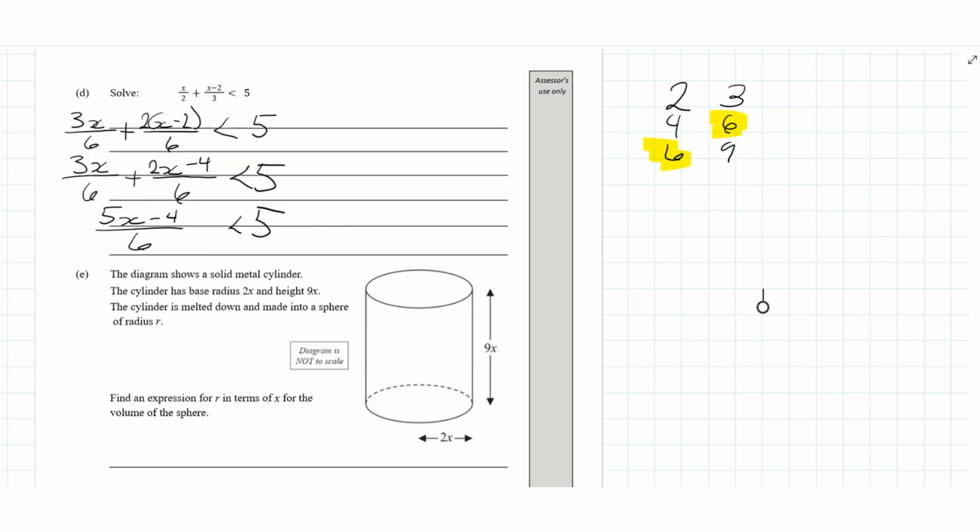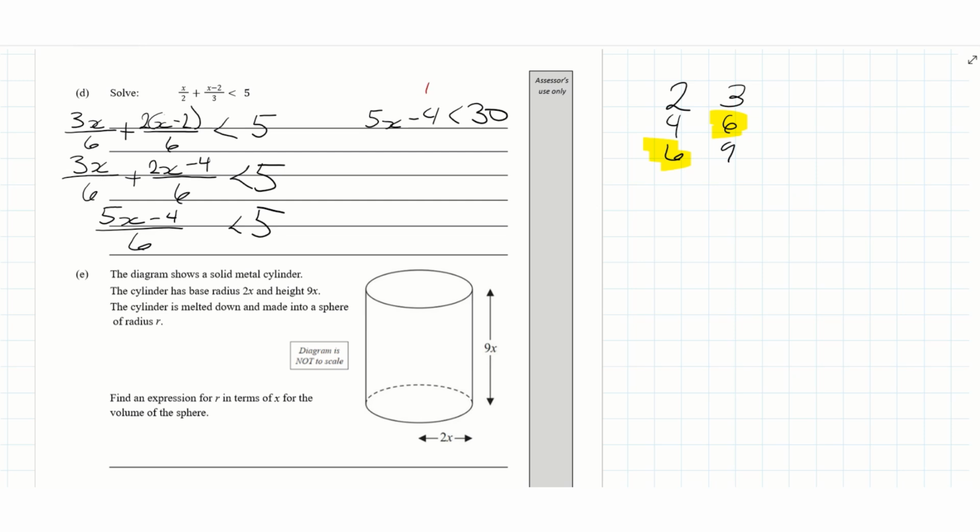On the next line, what I'm going to do is multiply both sides of the inequality by 6, because I've got this 6 down here. I'm dividing this junk by 6, so I've got to multiply both sides by 6 to get rid of it. And what I'm going to end up with is 5x minus 4 is less than 30. Does that make sense? 5 times 6 is 30. All this stuff times 6 is just the numerator. Great. And now it's essentially just a linear equation.